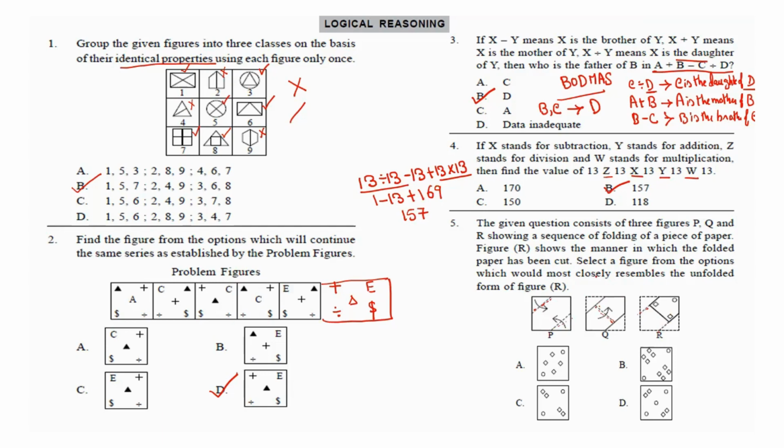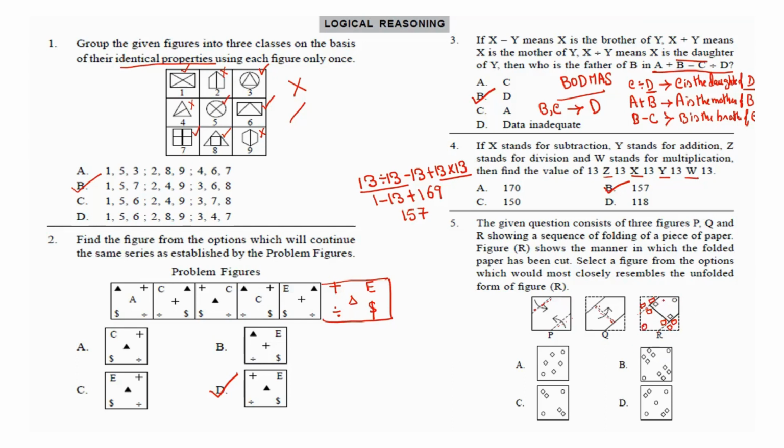Select a figure from the options which would most closely resemble the unfolded form of the figure. So you see, if all these portions are folded and there is a round cut here and 2 square cuts here, so what will happen? Since these 2 are the square part, here and here will be 2 squares. Since this portion is folded here, here also will be 2 squares, here also will be 2 squares, correct? And since here is a round mark, here will be 1 round mark.